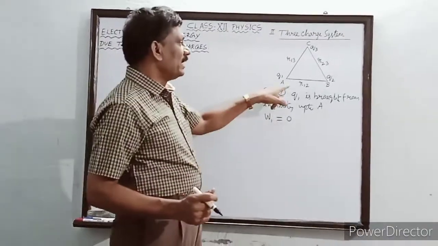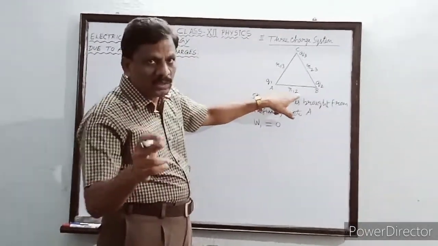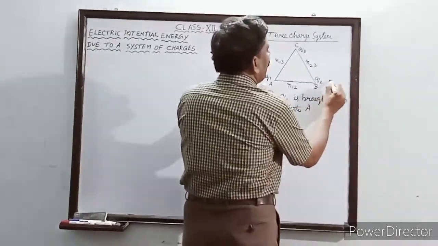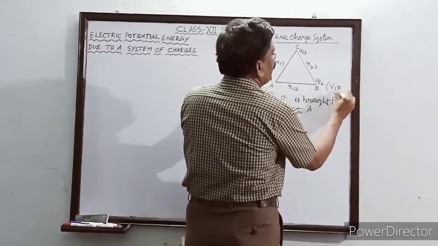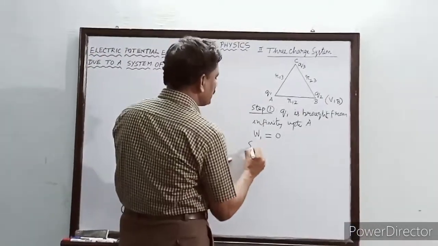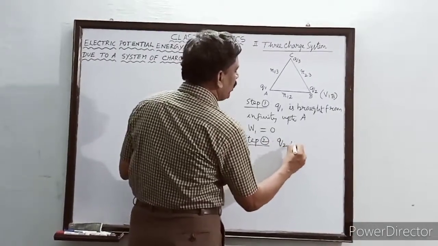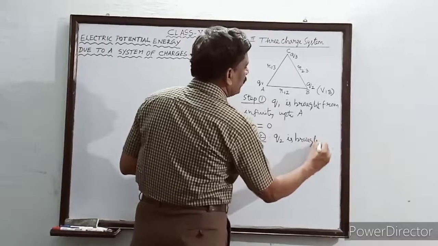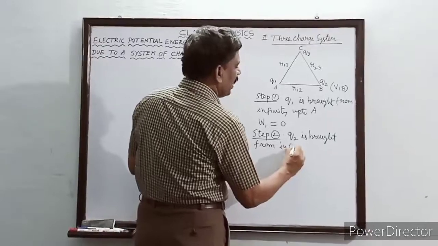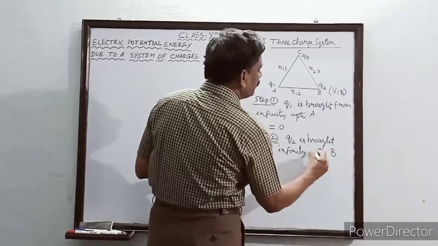But at any point B, which is at a distance of R12, the presence of Q1 will produce an electric potential. The potential at this point is denoted by V1B. In such a situation, let us discuss step 2. Now Q2 is brought from infinity up to the point B.